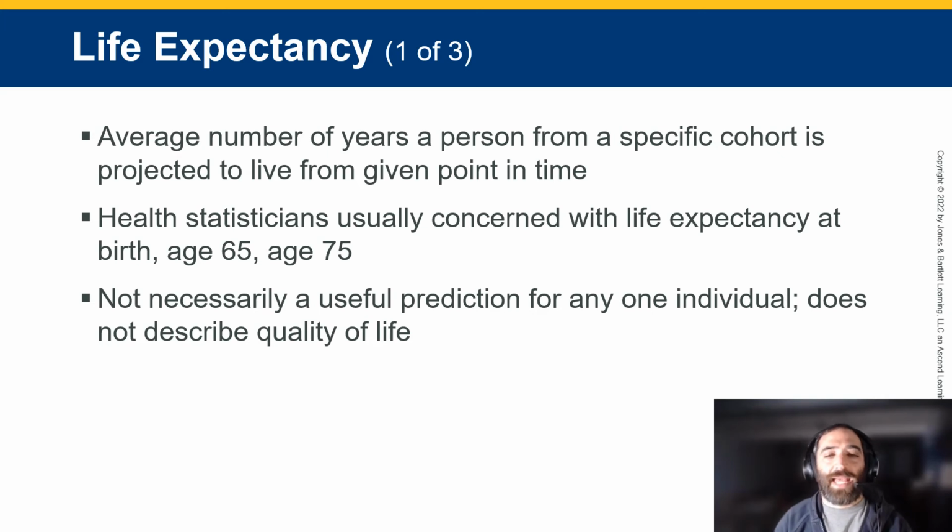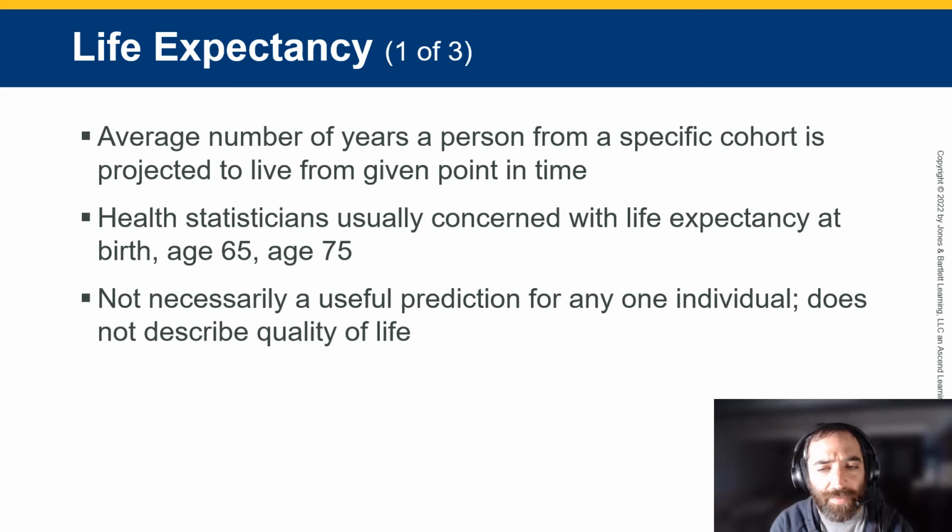Life expectancy: the average number of years a specific cohort is projected to live from a given point in time, right? We mentioned this already. Typically, when you talk about life expectancy, it's from infancy. Health statisticians usually are concerned with life expectancy at birth, at age 65 and at age 75. Okay, so I was a little off here. I mentioned at birth, but they're also interested in looking at people around 65, which is the time when people transition from being an adult to being an elderly person. And then at 75, which is the age at which somebody transitions from being a middle old person to an old person.